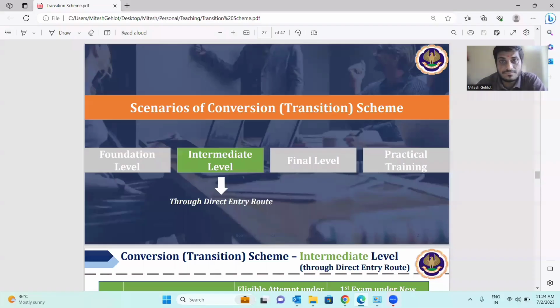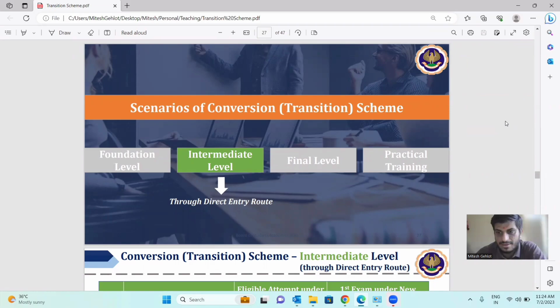Now I will present my screen, on which we are going to discuss the transition scheme for the intermediate level, for both the foundation route and the direct entry scheme. This is the guidelines document prepared by the Institute. I believe most of you are able to see my screen.